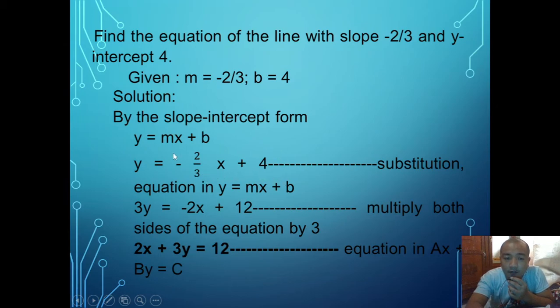And then from this equation, we multiply this by 3. So it becomes 3y equals negative 2x plus 12. Transpose negative 2x, becomes 2x plus 3y equals 12, which is now the equation of the line with slope negative 2/3 and y-intercept 4. So that is how we solve the equation of the line given its slope and y-intercept.